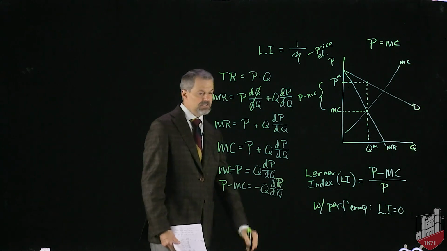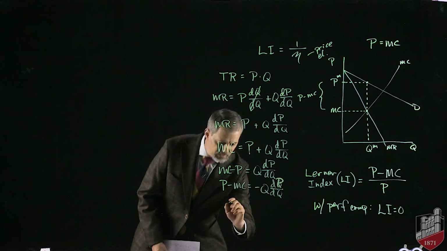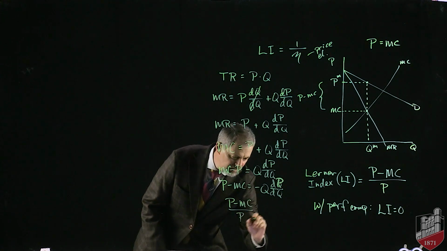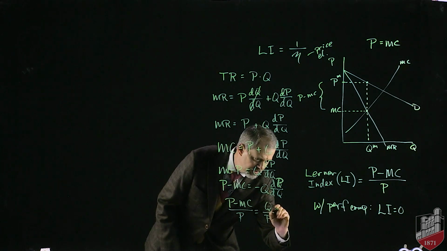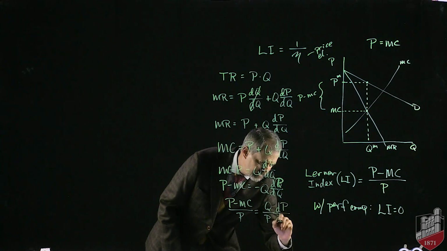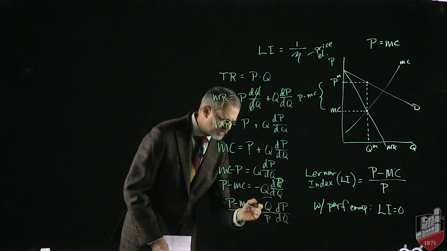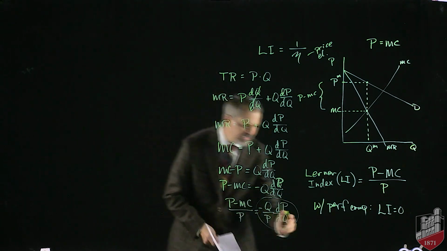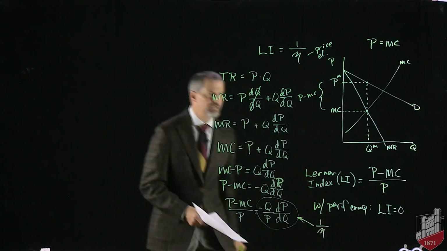So I'm getting close to what I need over here. All I need to do now is divide through by P. So P minus marginal cost divided by P is equal to negative Q over P times dP/dQ. I've got a negative sign there. That is the inverse of the point elasticity. So that right there is 1 over the elasticity.